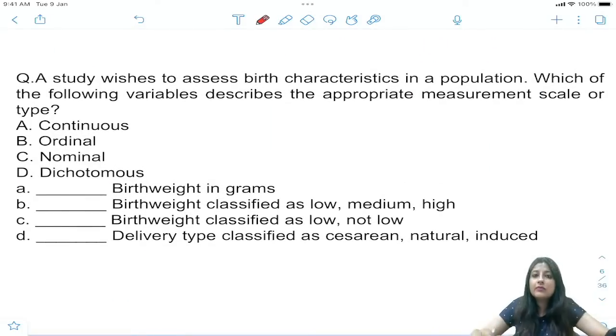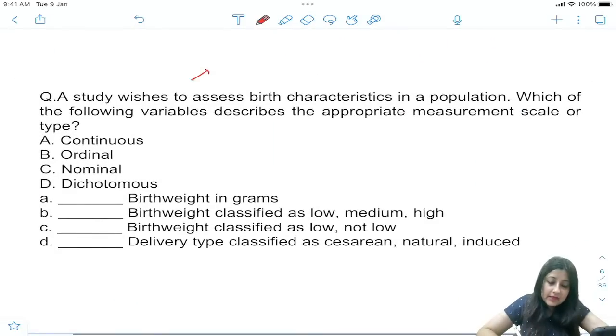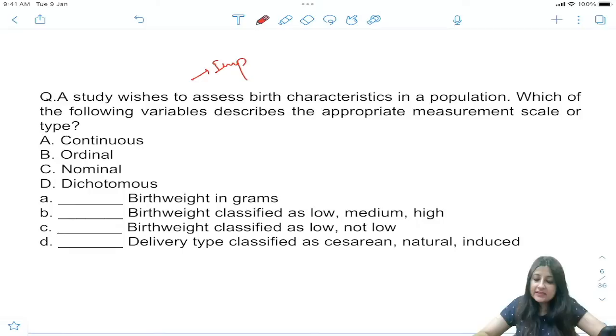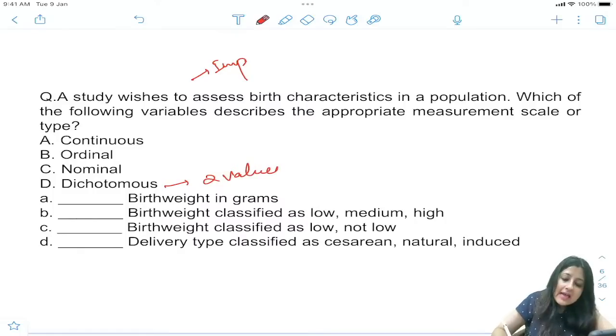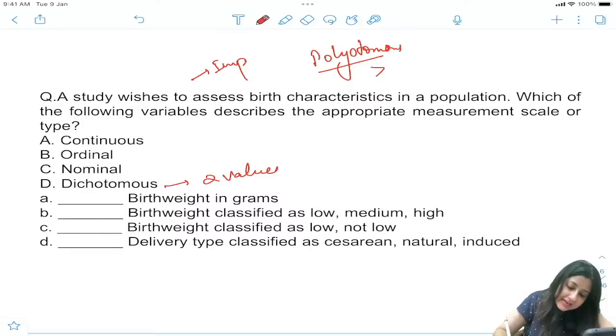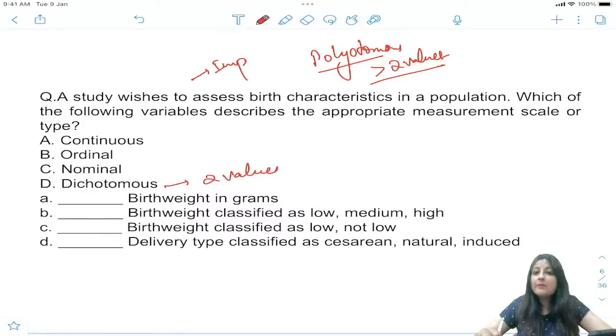Chalo, now look at this question and mark. Important. Look at this question. Birth weight in grams, what are you going to select? Continuous, ordinal, nominal or dichotomous? What is dichotomous, guys? Dichotomous variables matlab which can take up only two values, okay? And polytomous matlab which can take up more than two values, okay? Chalo, so let me ask, birth weight in grams, which one will you select?